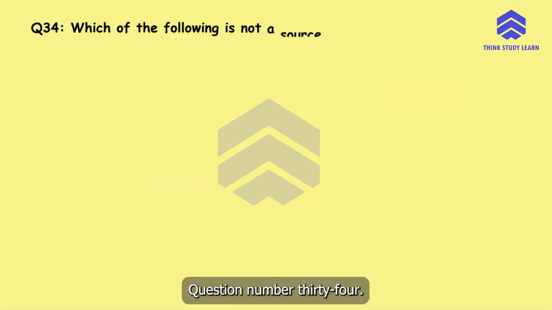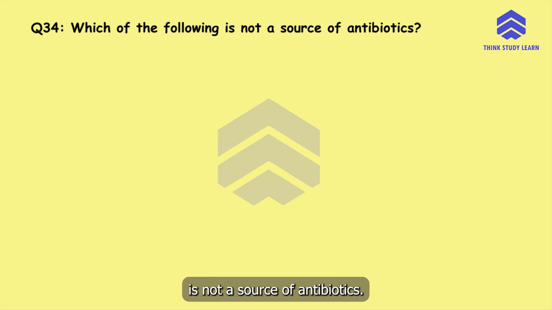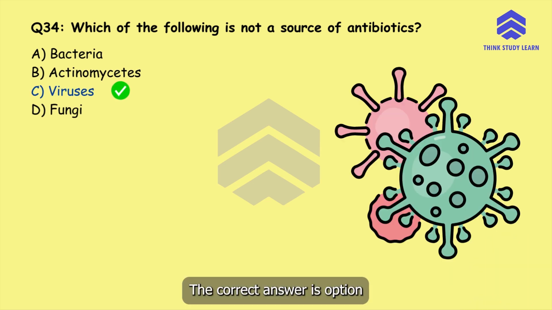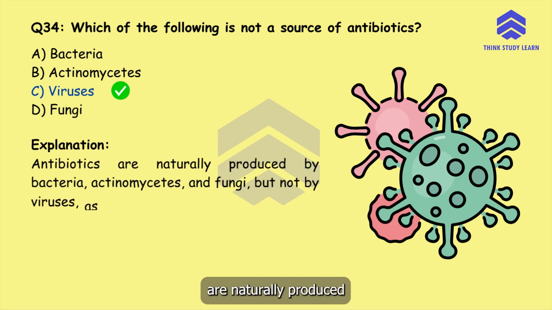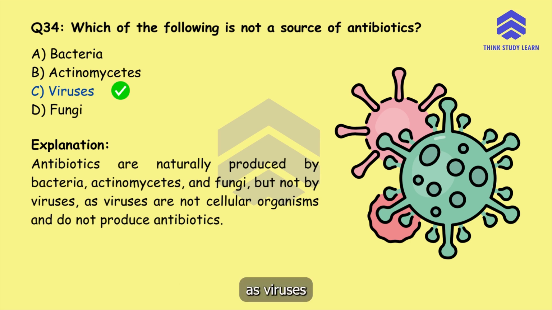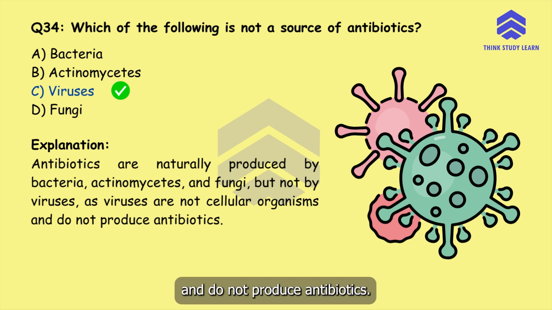Question number 34. Which of the following is not a source of antibiotics? Option A, bacteria, option B, actinomycetes, option C, viruses, or option D, fungi. The correct answer is option C, viruses. Antibiotics are naturally produced by bacteria, actinomycetes, and fungi, but not by viruses, as viruses are not cellular organisms and do not produce antibiotics.